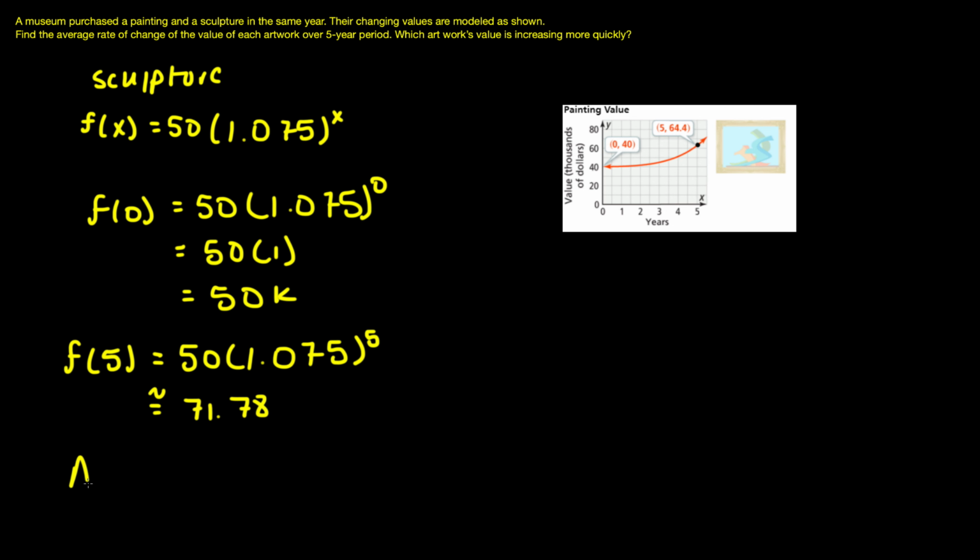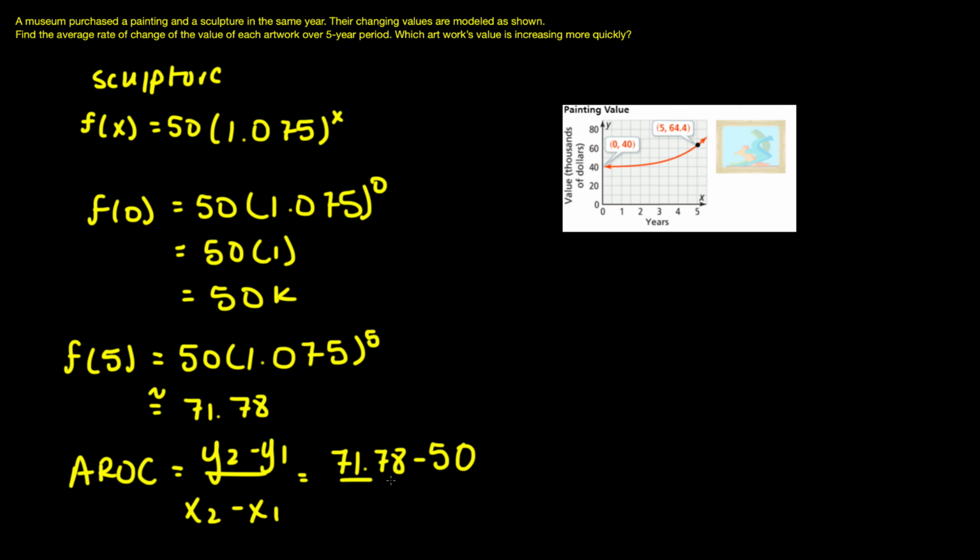Average rate of change, AROC, is going to equal y2 minus y1 divided by x2 minus x1. So in our case, we're going to be looking at y2, 71.78, minus y1, 50, divided by 5 minus 0. And here I get my average rate of change is going to be 4.356.